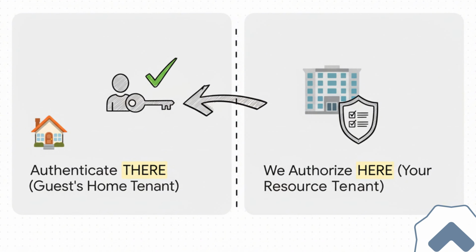So if you remember one thing from this section, make it this phrase. Seriously, this is the key. They authenticate there in their home tenant. We authorize here in our resource tenant. This clean separation of authentication and authorization, well, it's the secret to understanding everything that comes next.